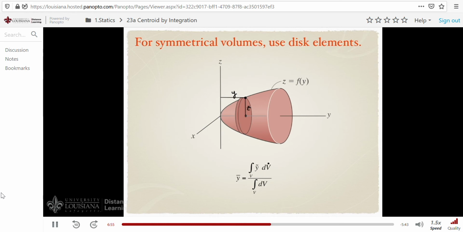You would have defined dv, and you would have defined y tilde. This is y, and as I said, this is pi times z squared times dy. And then you can carry out the integration. And we'll do problems like that in the next lesson.